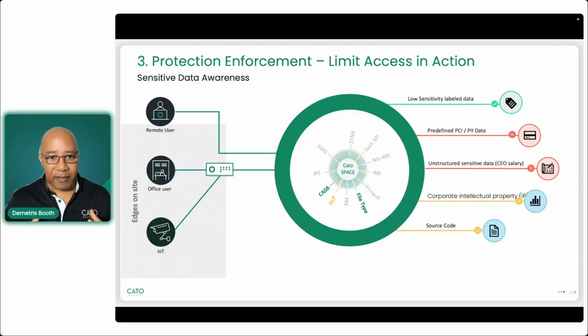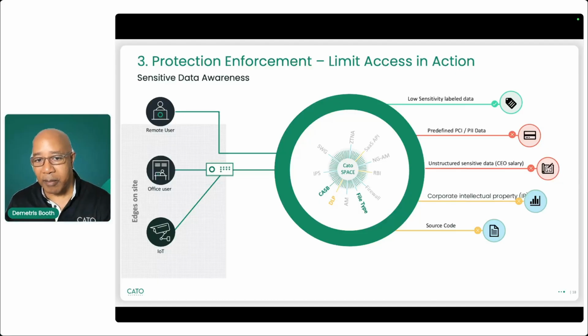As we all know, you have to be able to see and recognize the data in order to protect it. And sensitive isn't just one thing; it's a broad spectrum. Some data is clearly defined, such as PII or PCI, while other data is not as well defined. So we look at additional things like intellectual property and source code. These are other types of sensitive data. So we're talking sensitive data awareness.